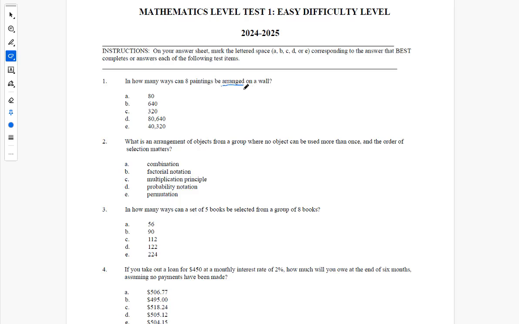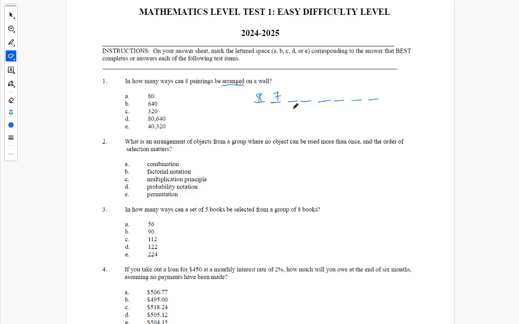Key thing right here is arranged. When you are arranging something, it means you're putting it in order. So if you imagine these things right here, 3, 4, 5, 6, 7, 8. There's the wall right there. How many paintings can we put in this first one? That's an 8. And then if we've used one, we have 7 options here.